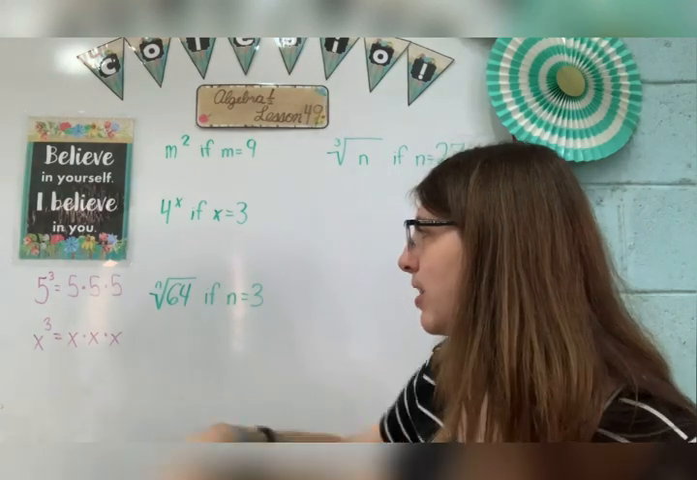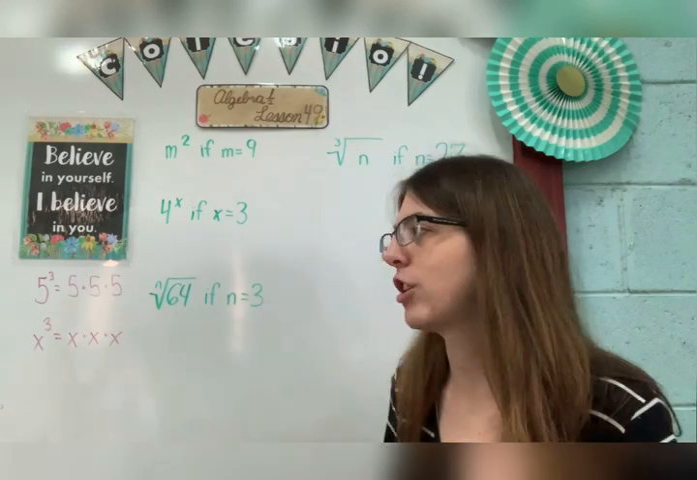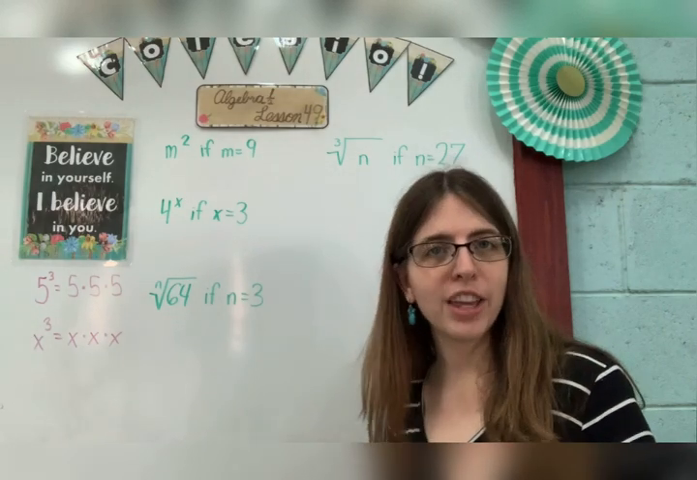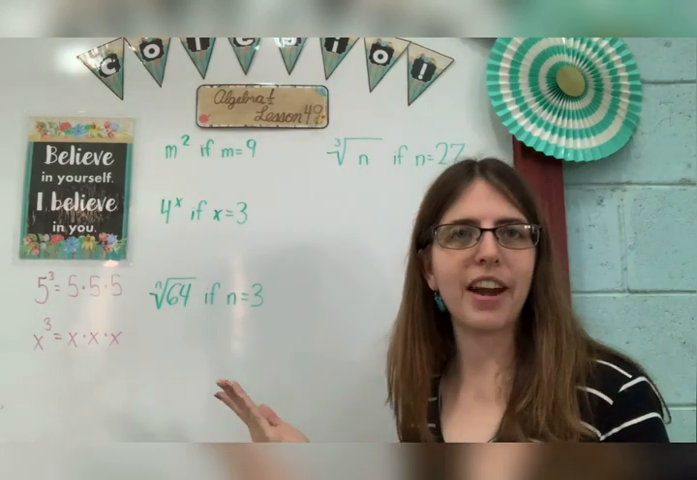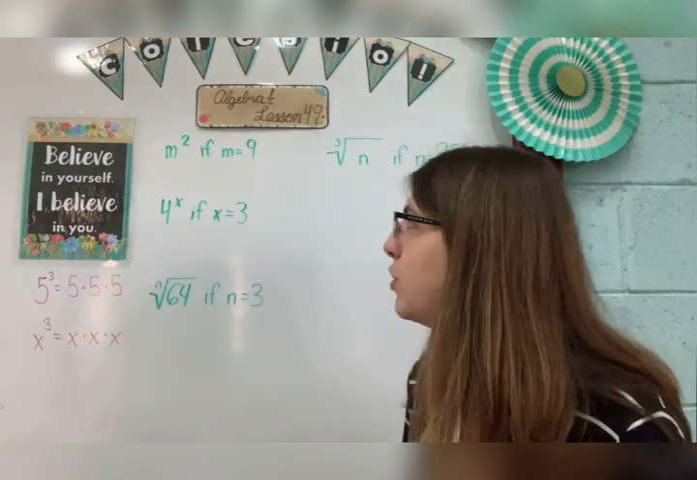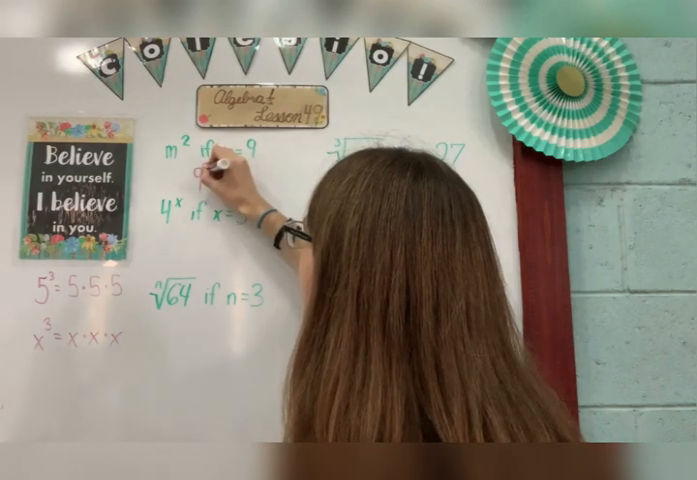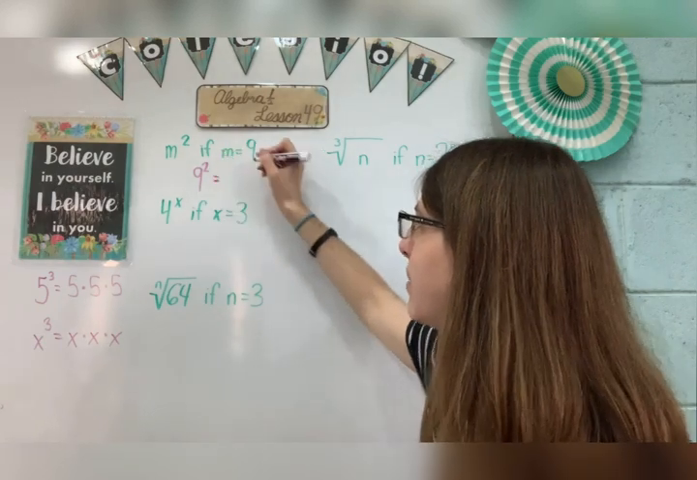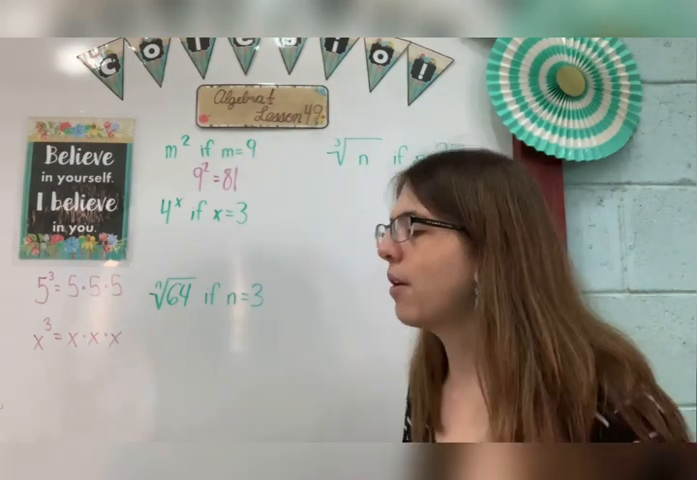Well, if I have an exponential expression or a radical expression, any expression with a letter, and I know what that letter stands for, I can evaluate it by putting the number that that letter represents in place of the letter. For example, m squared if m equals 9. To evaluate this, I put 9 where the m used to be, and I square it. 9 squared is 9 times 9, which I know is 81. So there we go, expression evaluated.